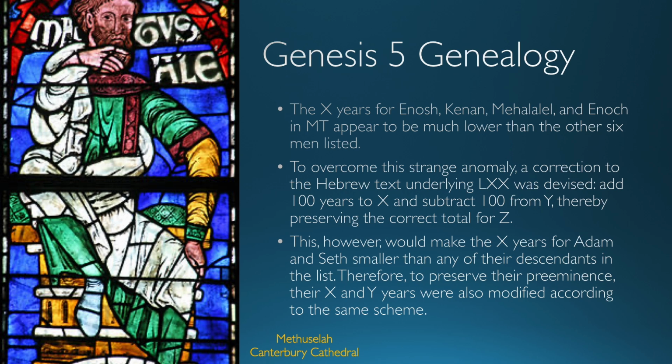Make it more uniform. And they subtract 100 years from the next one to keep the total the same. Okay? However, this would make the X years for Adam and Seth smaller than any of their descendants, and we don't want to short, especially Adam. So to preserve their preeminence, their X and Y years were also modified. Okay? We can't short the important guys, right?